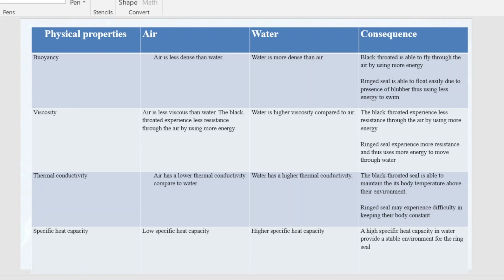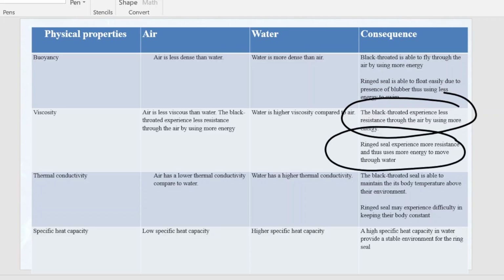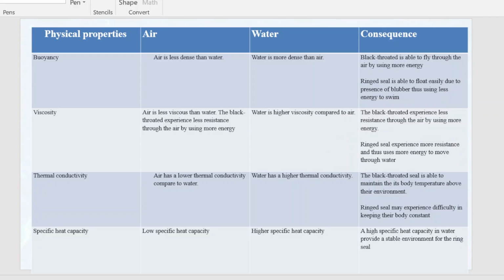The black-throated experiences less resistance through the air, because air is less viscous. And the ring seal experiences more resistance, so it actually exerts more energy to move through water, because water is more viscous than air.